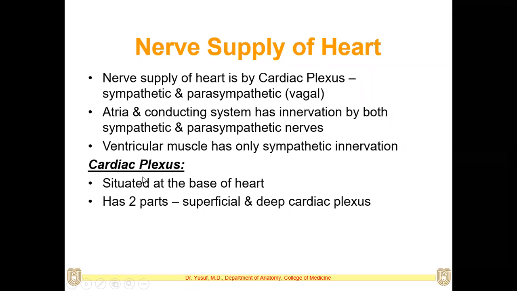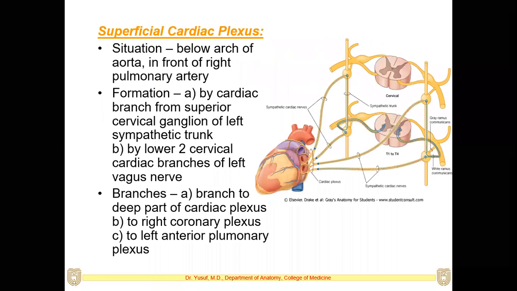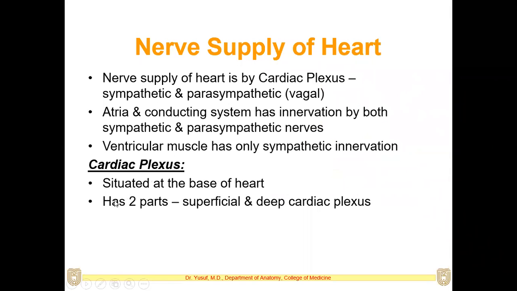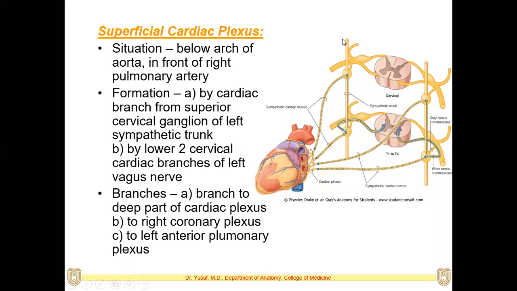So what is this cardiac plexus? As I said, it is a network of nerves situated at the base of the heart. Where is the base of the heart? It is behind the atria, both the atria. So here will be the plexus of nerves behind the heart. Not the diaphragmatic surface; the base is behind, as you know. So behind the heart will be the base of the heart where this plexus is present. It has two parts, the superficial and deep cardiac plexus.